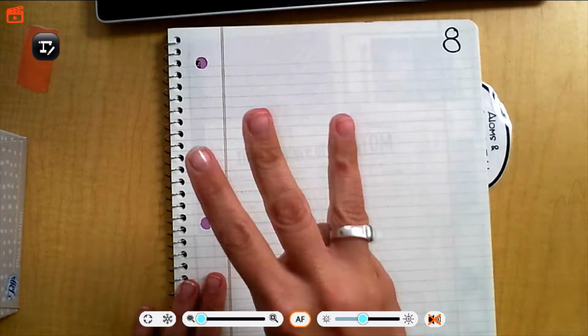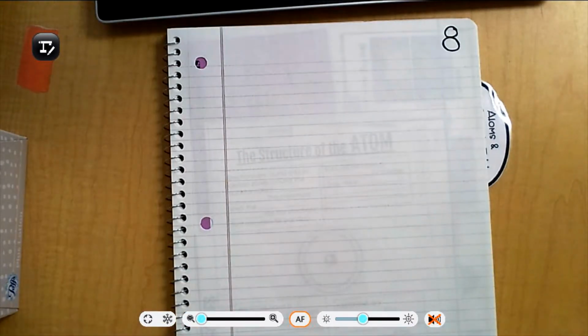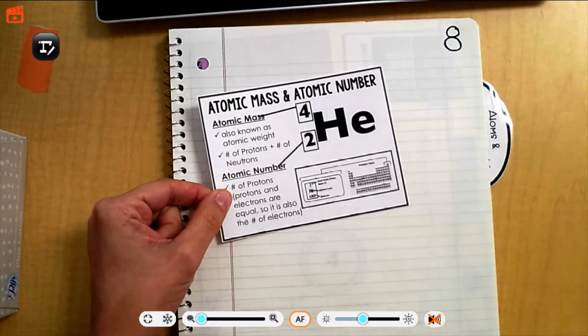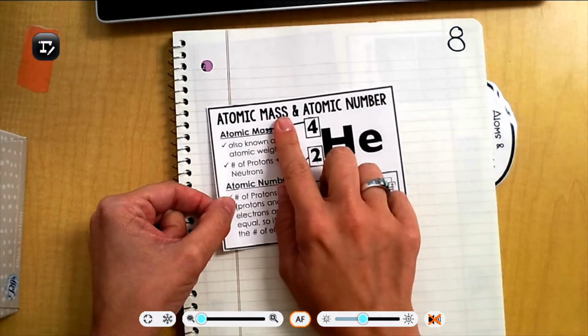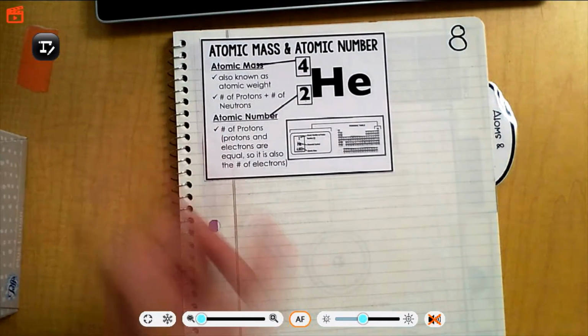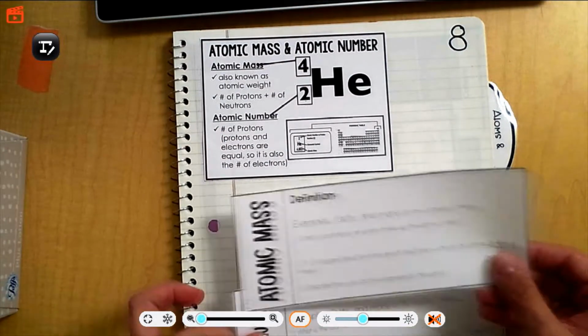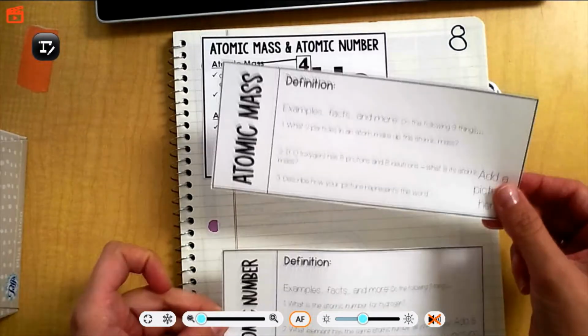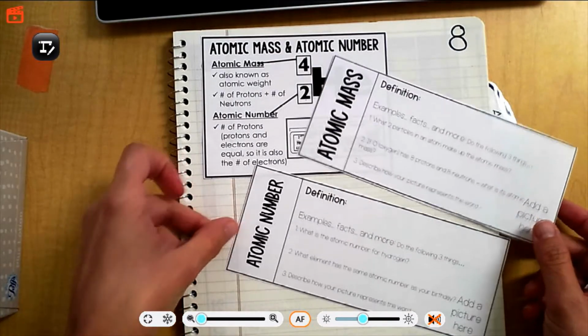You're going to need 3 pieces of paper plus your pictures. So find the square. Remember, there was sheets of 4 pictures that says this: atomic mass and atomic number. So you want to find that one. And you want to find these 2 terms, atomic mass and atomic number. What a surprise. So go find those 3 things.